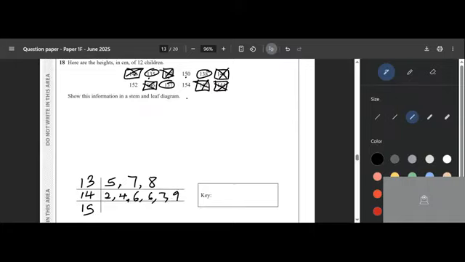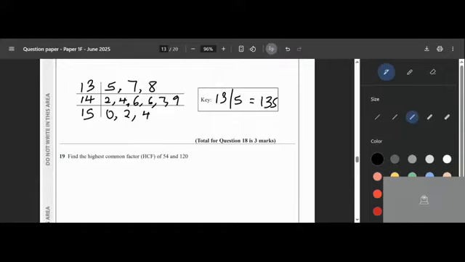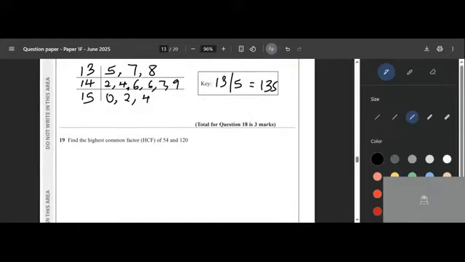Then the 5s, they just remain 3. So we have 0, 2, and 4. So on the key, we will say that if I see 1, 3, stroke 5, this one is equal to 135. Just something small like that. Any value that you want.